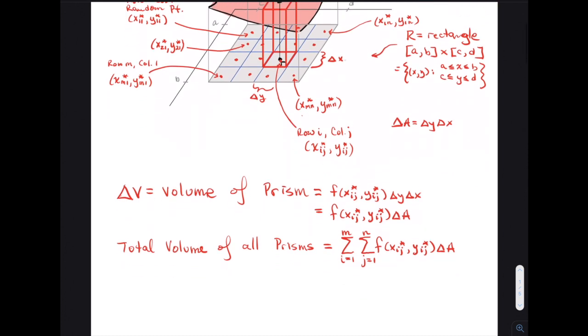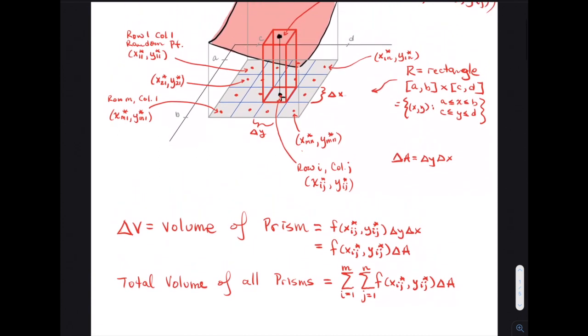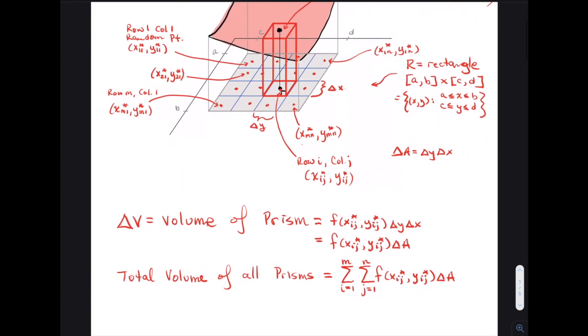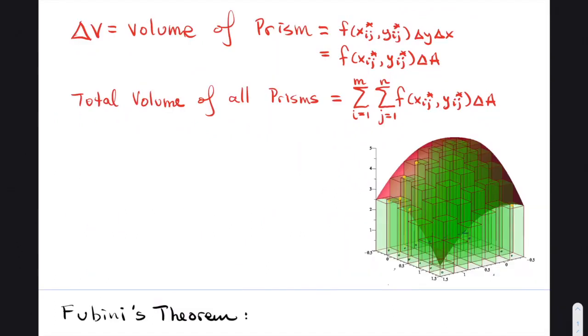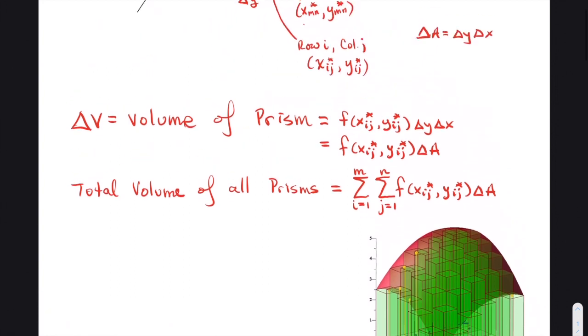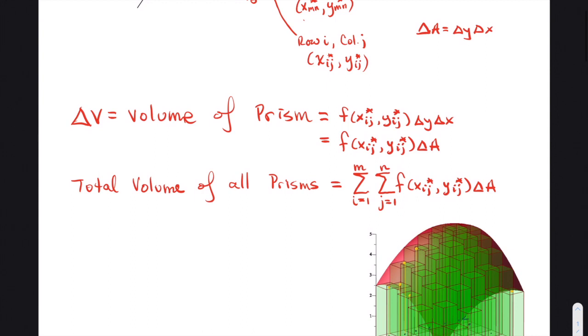Okay, but maybe I could borrow a picture that I had prepared, so I'm going to go back to another document real quick. So that the total volume under many prisms under our surface here will approximate the volume under the curve, so under the surface.